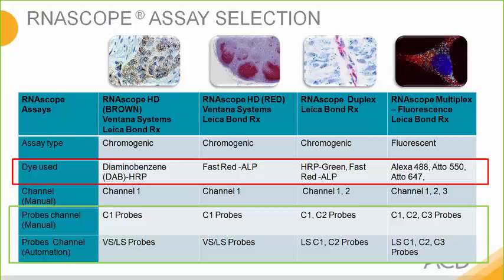And we also have the MULTIPLEX fluorescent assay available in the manual and the LEICA Bond as well. Highlighted in red are the chemistries and the dyes used in order to be able to visualize your signal. And highlighted in green below are the probes that are required in order for you to run the assay.